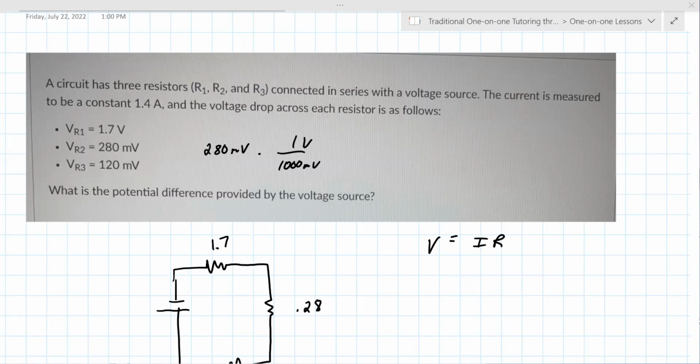Yeah, this is, what is the potential difference provided by the voltage source? So 1.7 volts, and then it drops. Is this the kind of thing where we can do it more than once, meaning that like how important is the right answer here? Like do you get another attempt, or is this the only one?